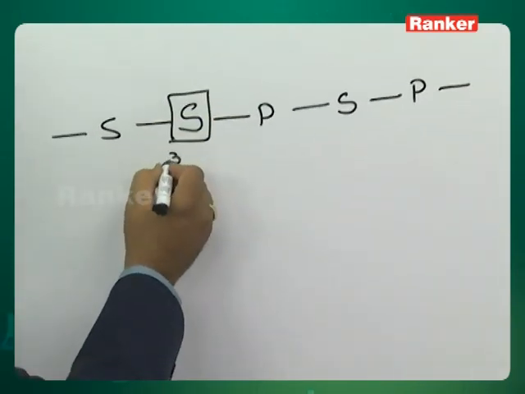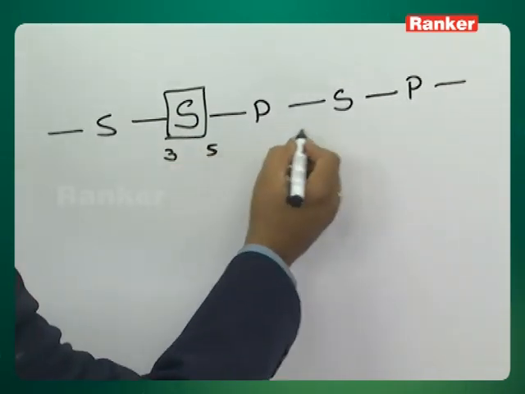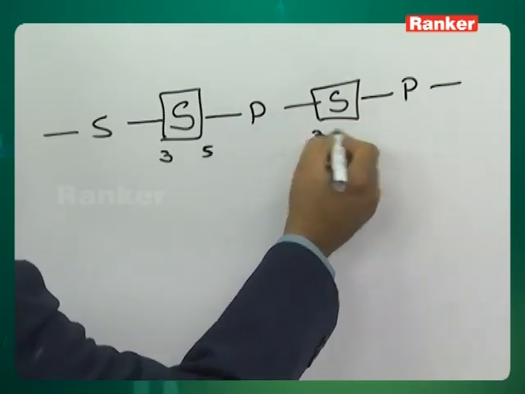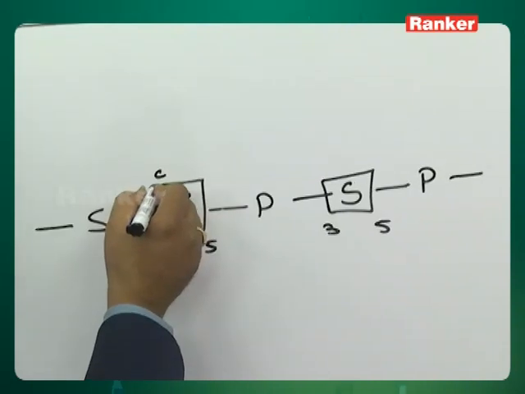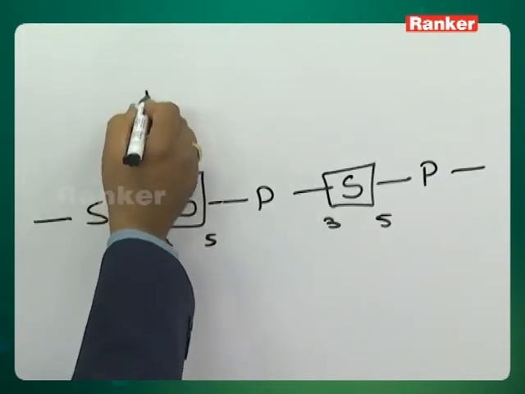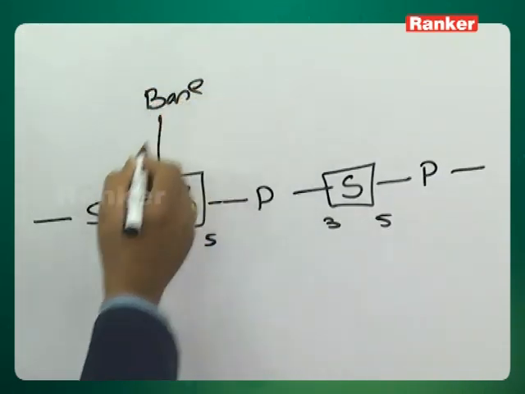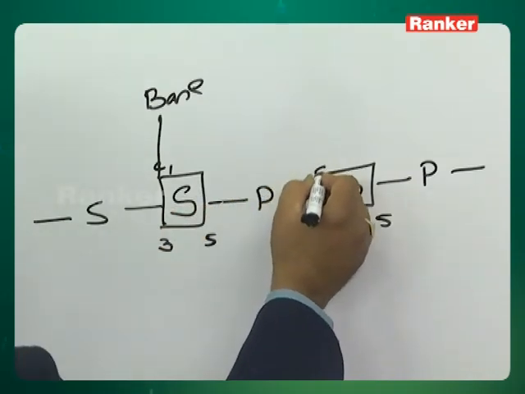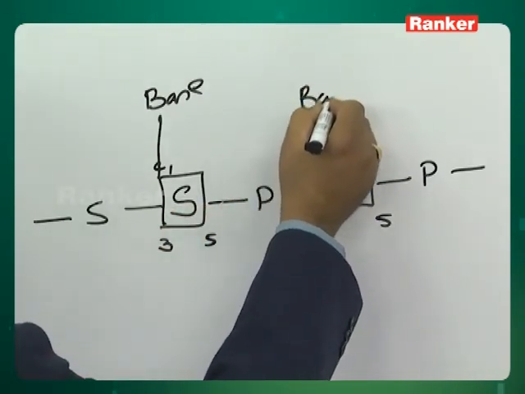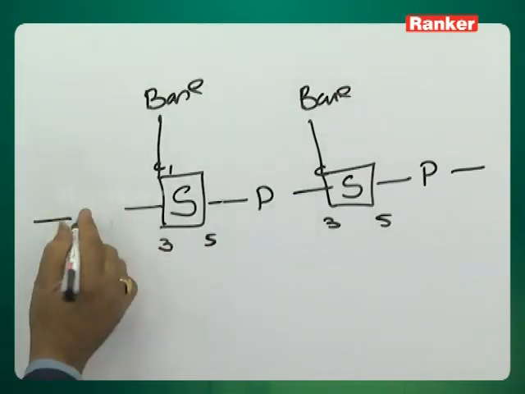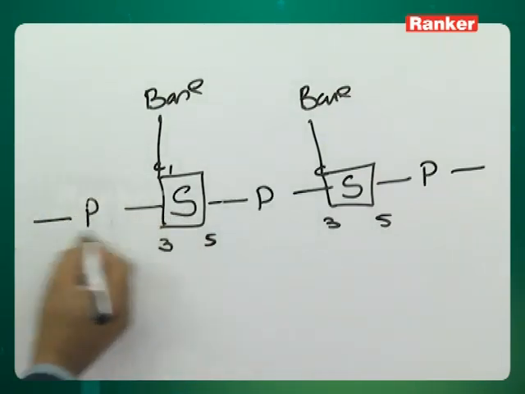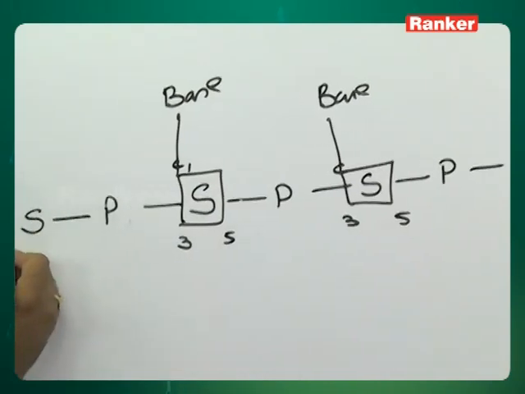The sugar's third carbon and fifth carbon are involved in the linkages, whereas the first carbon of the sugar is linked to the base. So everywhere the first carbon is linked to the base. So it goes on like that. At every sugar there is a phosphate. Alternately, sugar and phosphate will be going on. Again a sugar will be there.